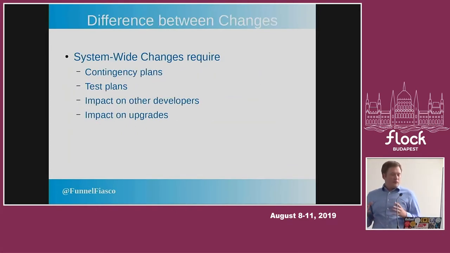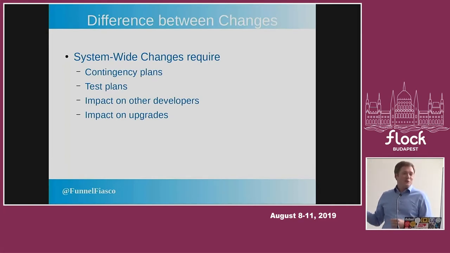So the process is fairly similar for self-contained and system-wide changes, but for system-wide changes, because they're a little bigger, we ask a little more of the owners. They have to have contingency plans, test plans. They have to say what the impact on the other developers is, what the impact on upgrades is. So if you go from Fedora 30 to Fedora 31 and this change is implemented, will you accidentally wipe the user's hard drive?